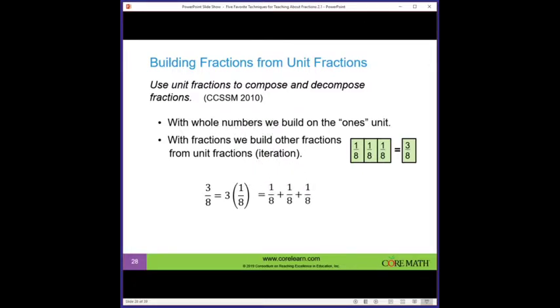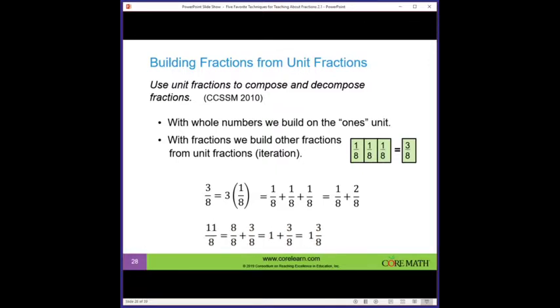Because now they can see, oh, well, I could do 3 of those 8s, an 8 plus an 8 plus an 8. And I can actually write it differently. That's the same as an 8th plus 2 8s. And this is really important because this transitions to fractions that are greater than 1.